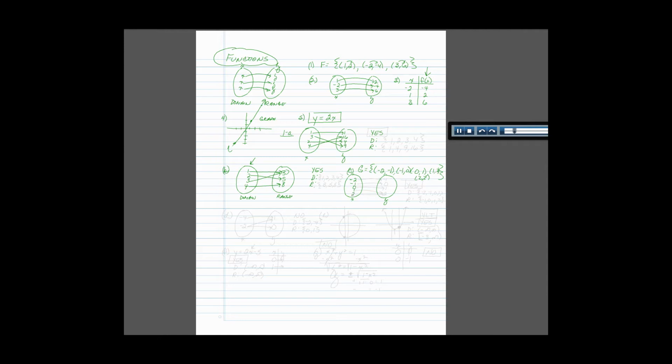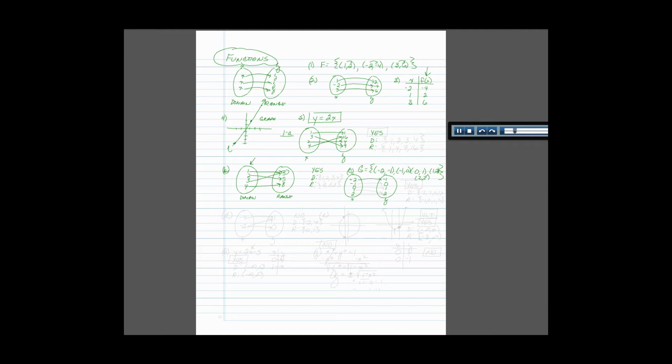My y's, I have a -1, 0, and then I have a 1 and a 2. We don't repeat the 2. I know I've got a 1 and a 2 here, and then a 2 and a 2. You don't repeat it. You just write it once. So let's do the mapping.